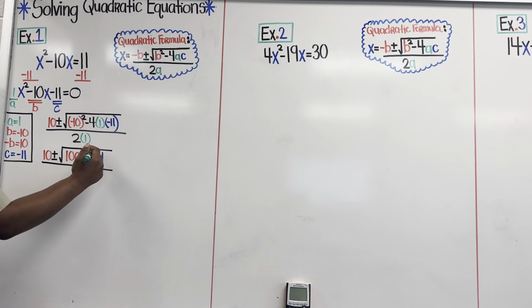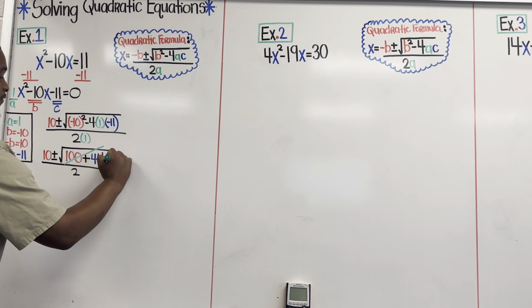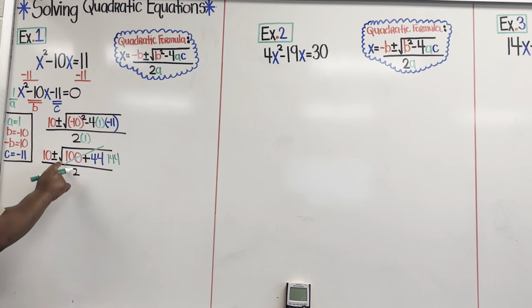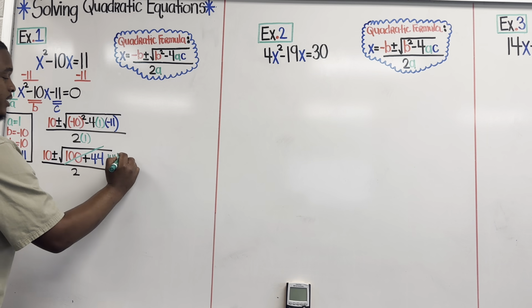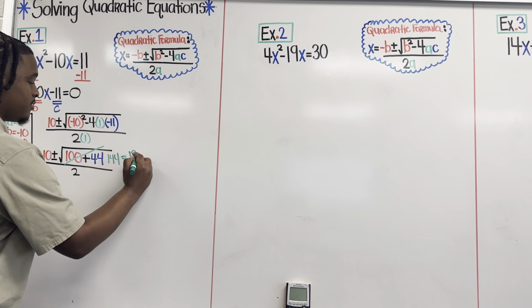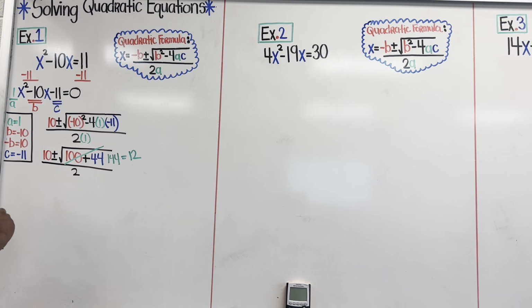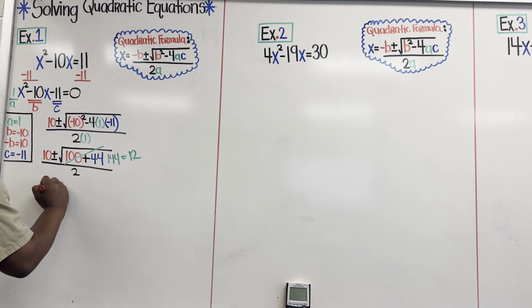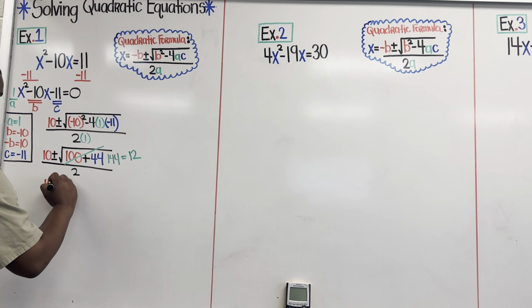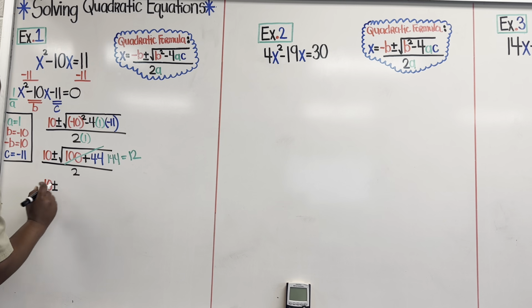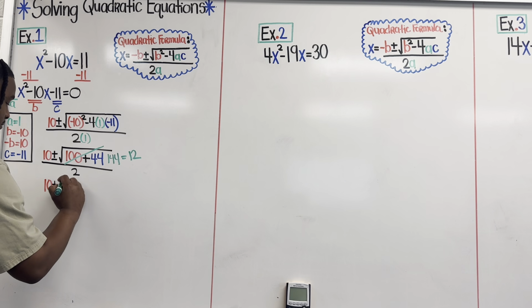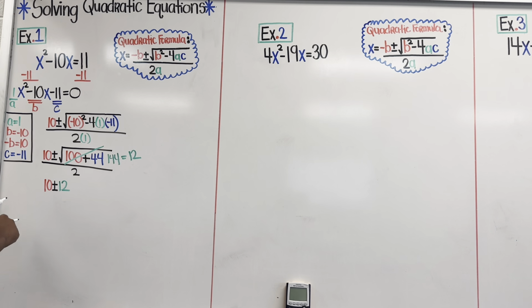100 plus 44 is actually 144, and the square root of 144 is 12. So we can simplify that down to 12. Now I'm going to have 10 plus or minus 12, divided by 2.